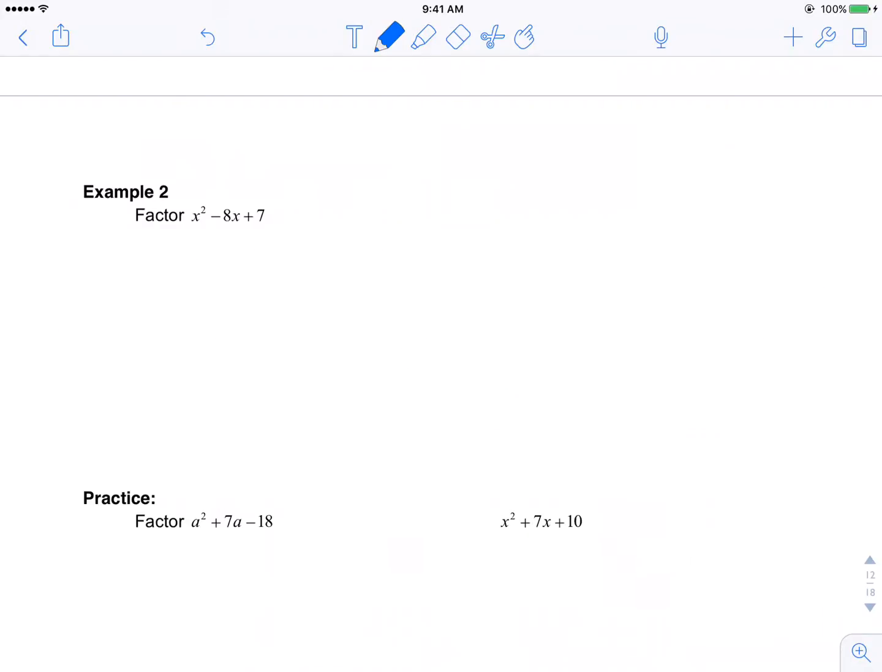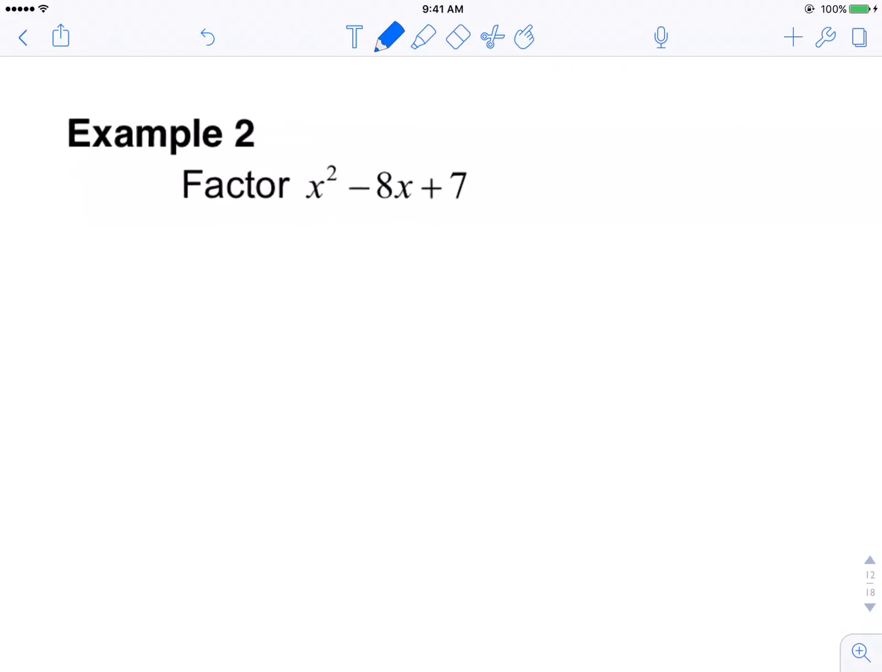Here we go, example number 2. So let's try and speed this up a little bit. I'm not going to do the example using algebra tiles. I'll probably show that in class somehow with some other examples or some kind of activity. So I'm going to go straight to, well, let's use a table.